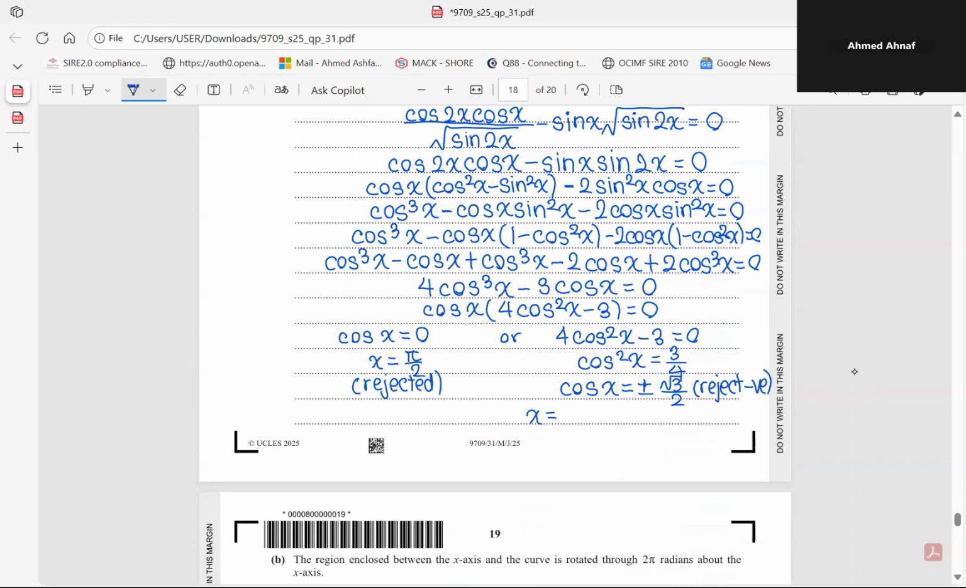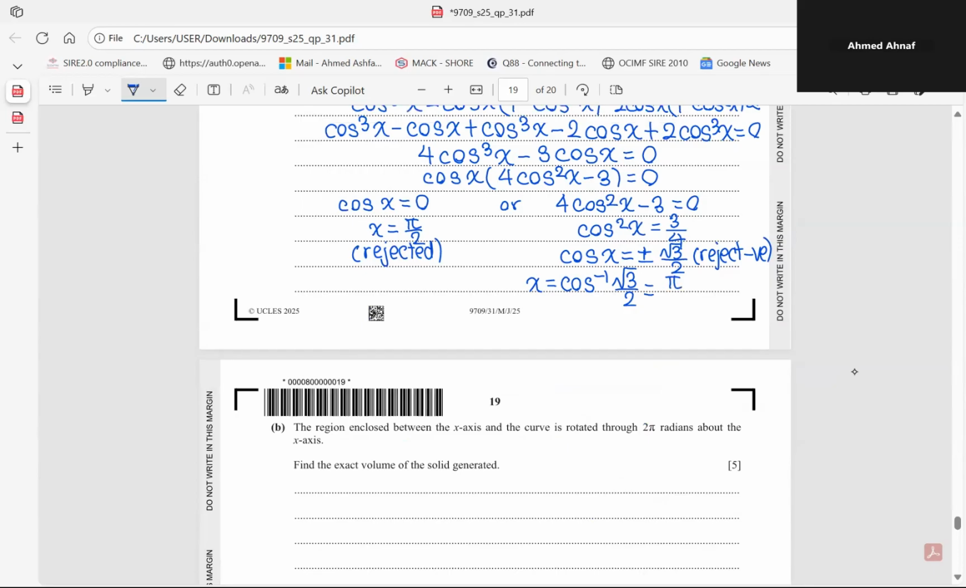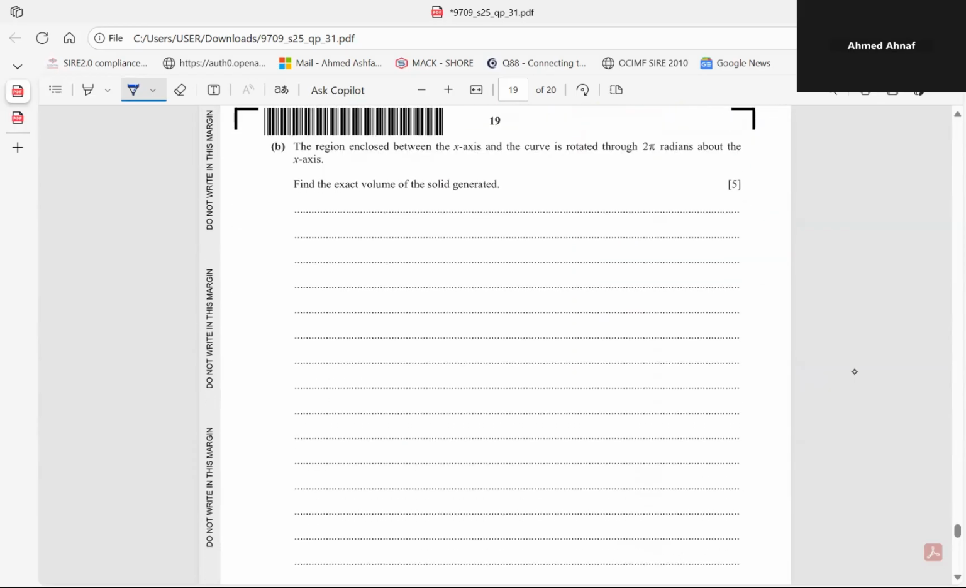So x will just be cosine inverse of square root 3 over 2, which is just, don't forget to set it to radians, pi over 6. So this is our final answer. Hence A is equal to pi over 6. This is our final answer. Let's head on to the next question.